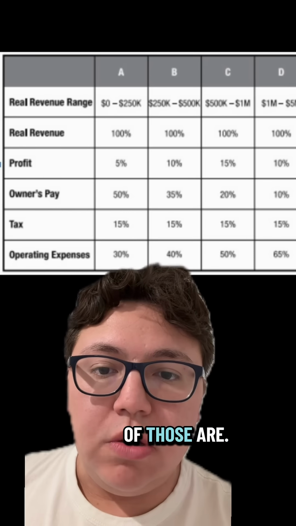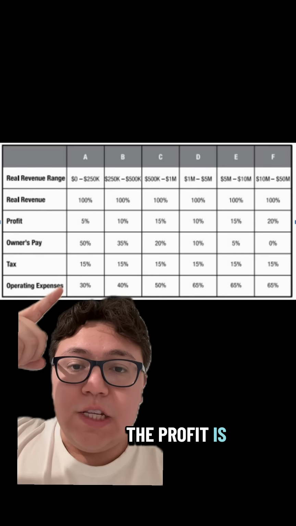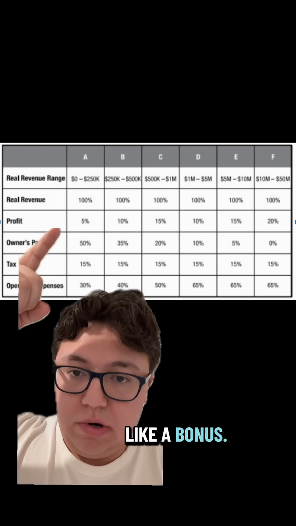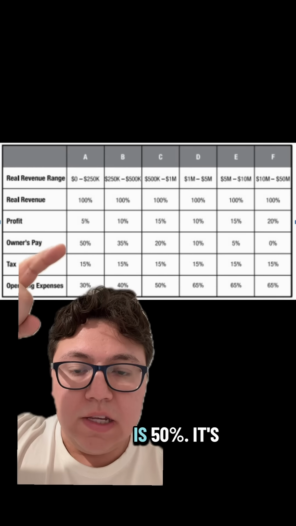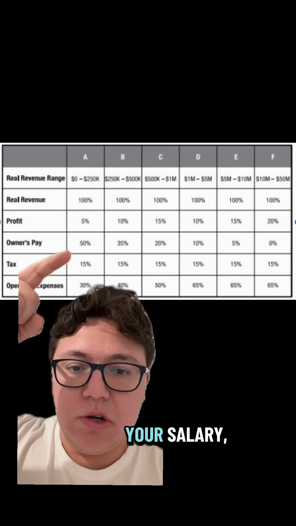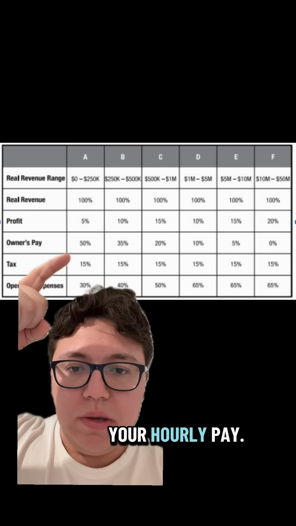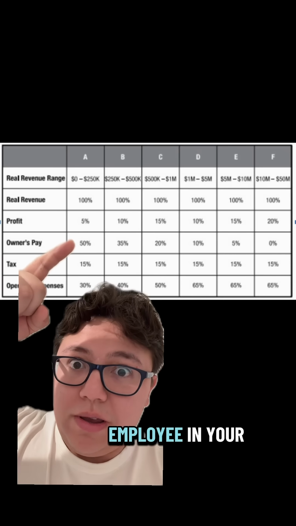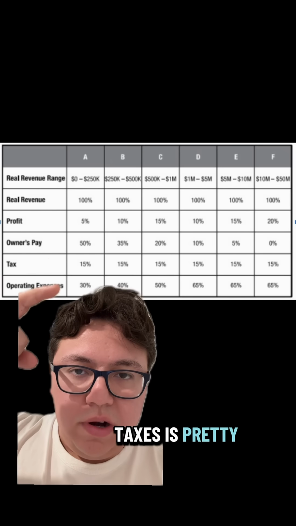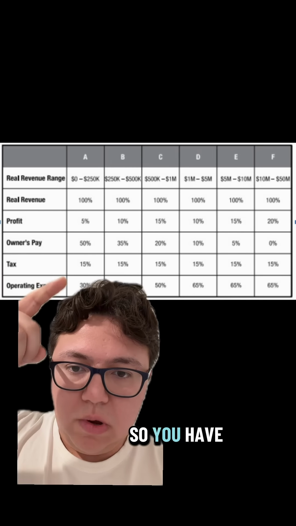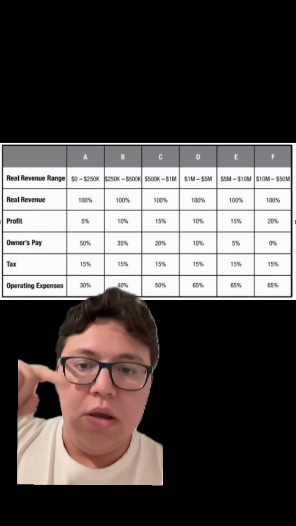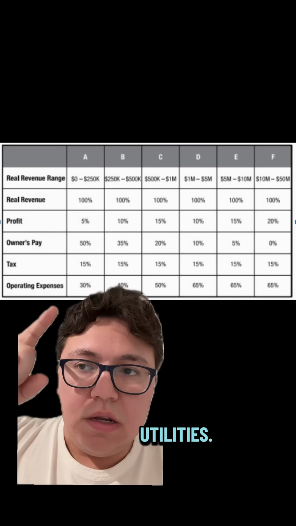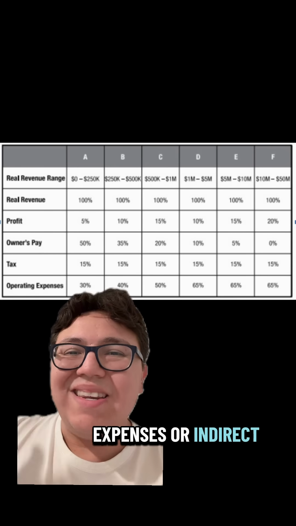So let me explain what each of those are. The profit is for you being an owner in your business. So you're getting that as basically like a bonus. Your owner's pay is 50%. It's pretty high, but that's basically your salary, your hourly pay. Because at this point in your business, you're probably an employee in your business. Taxes is pretty obvious. We owe Uncle Sam, so you have to set aside some money for taxes. And then operating expenses is for things like rent, utilities. These are general expenses or indirect expenses.